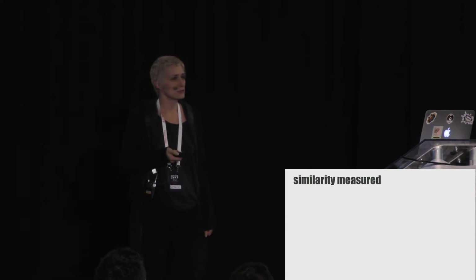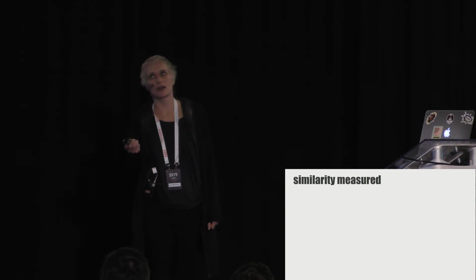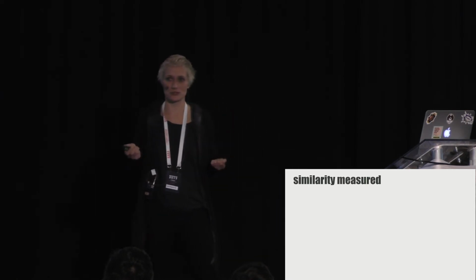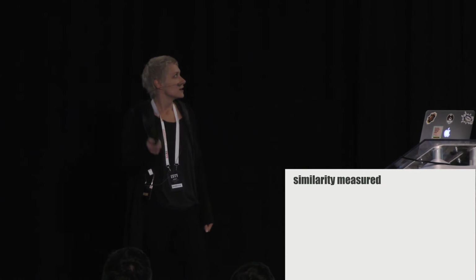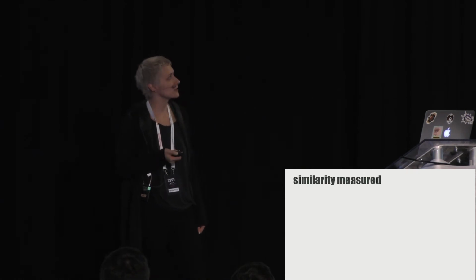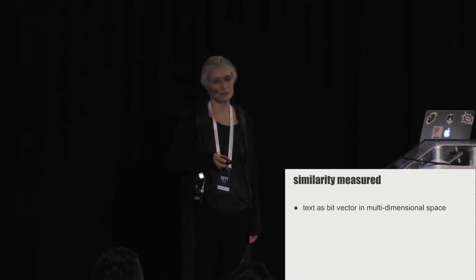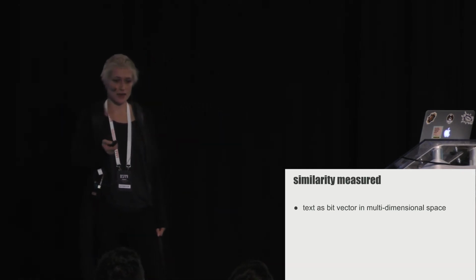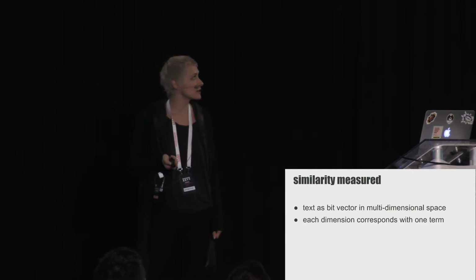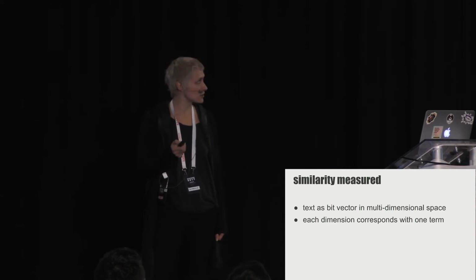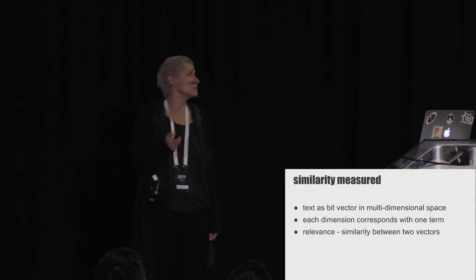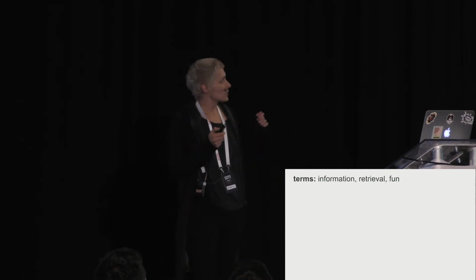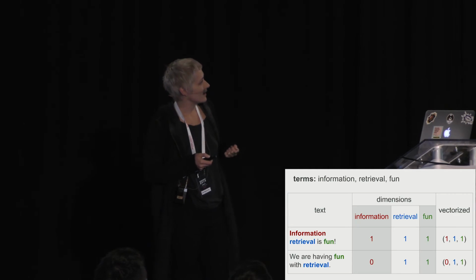So now let's get to measuring similarity. And okay, I admit measuring similarity between two texts seems a bit abstract, right? Because there is no easy way we can think of how to do it. And the wise people of the information retrieval field came with a solution. Let's represent text as a bit vector in a multidimensional space, each dimension corresponding to one term we are interested in, and the relevance will be simply the similarity between those two vectors. In practice, it's something like that. We've got three important terms: information, retrieval and fun, and here is our table.